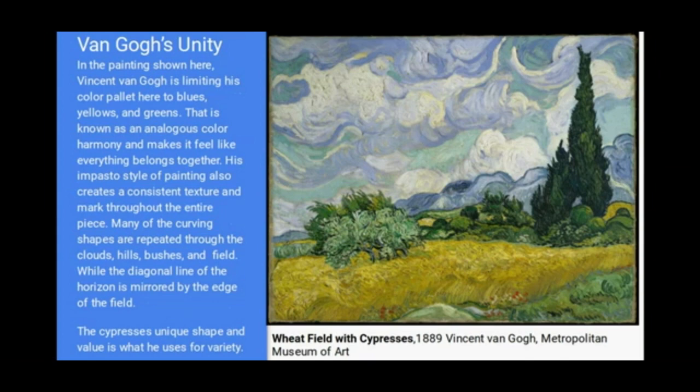That has a very unique shape out of everything in the entire piece, and it has a very dark value, very different than most of the values he's using throughout the whole thing. This creates a focal point, which we'll talk about in other videos, and it also is his variety.